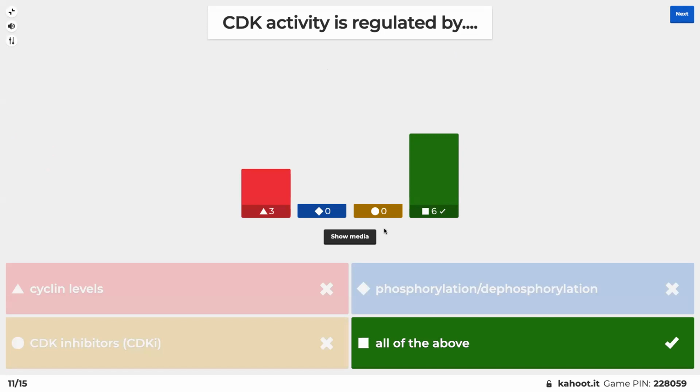Okay, yes. So the answer is all of the above. As we talked about before, it needs to be bound to cyclin to be present. Phosphorylation and dephosphorylation play a role in activating or inhibiting, or deactivating, I guess, the CDK. And then there's also the CDK inhibitors that will also regulate the function of CDK.